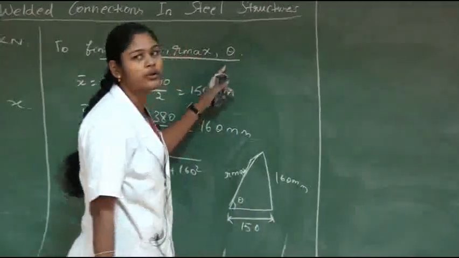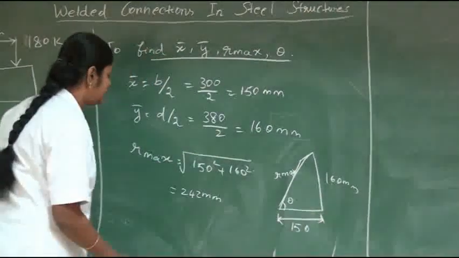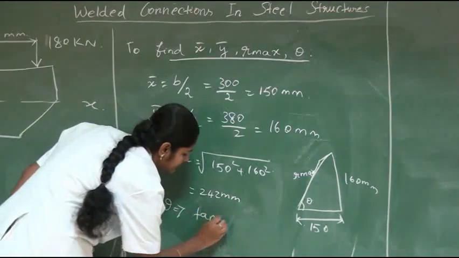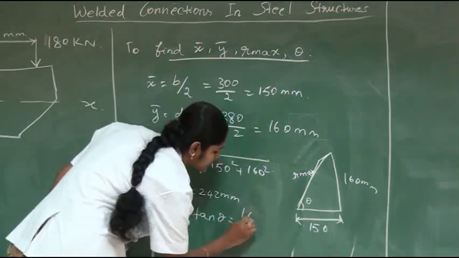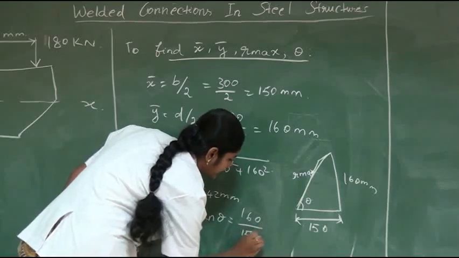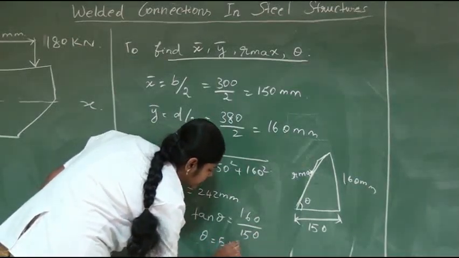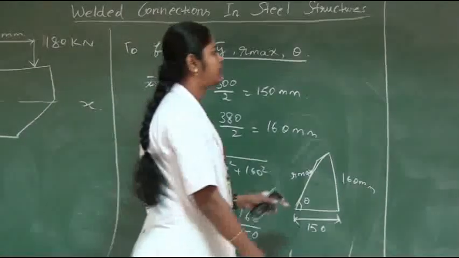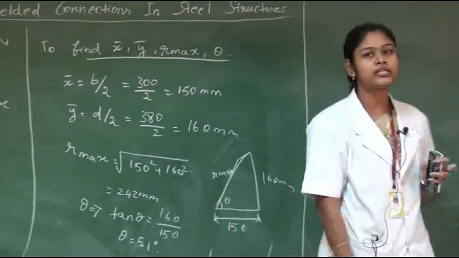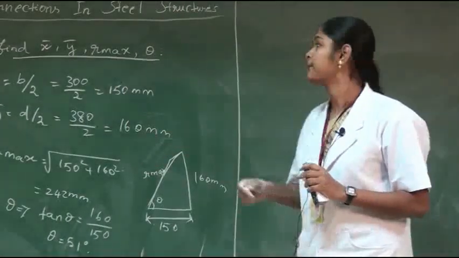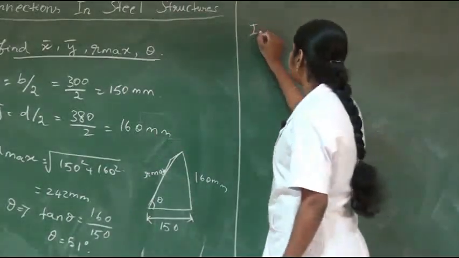The next one is we are going to find theta. Theta can be calculated by tan theta is equal to 160 mm divided by 150 mm. Therefore, theta is equal to 51 degrees. Then we are going to calculate the moment of inertia at xx and the moment of inertia at yy. First we are going to calculate Ixx.